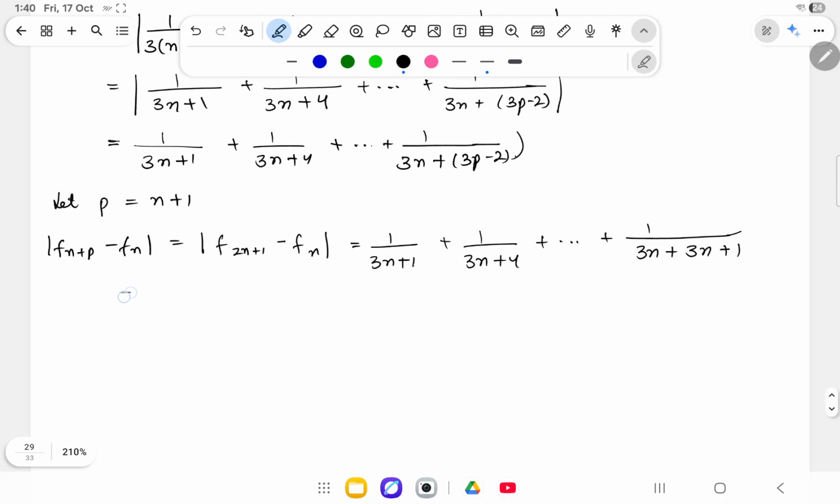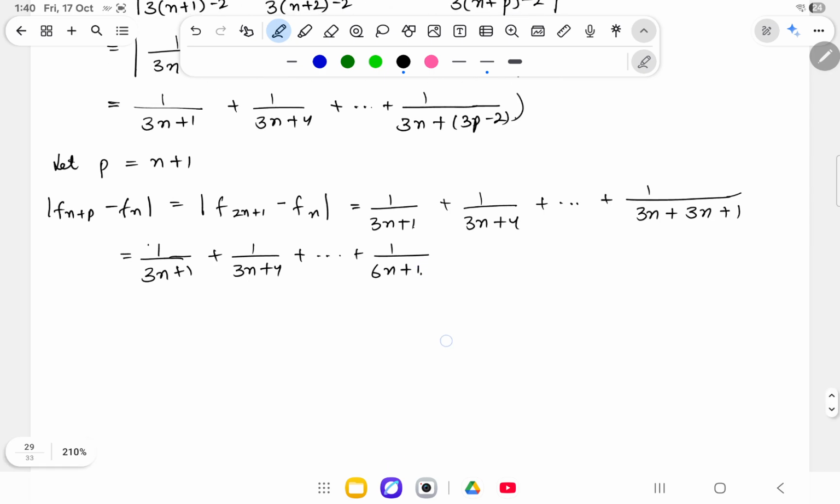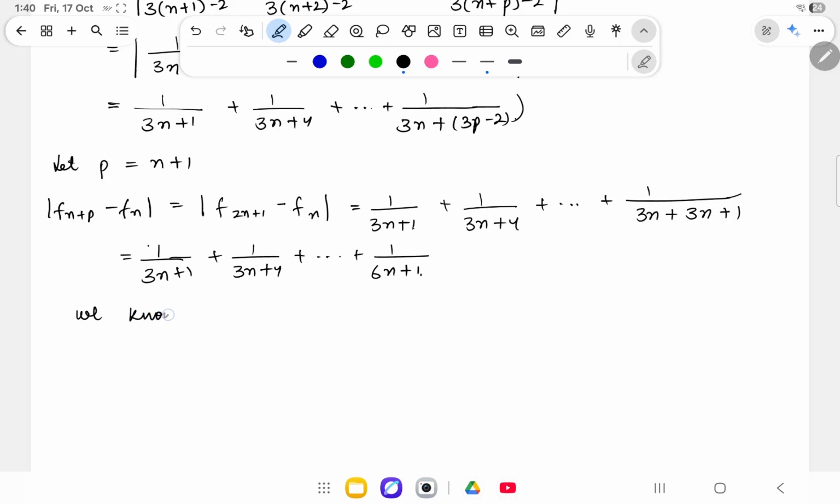That is equal to 1 by 3n plus 1, plus 1 by 3n plus 4, plus 1 by 6n plus 1. And for all these terms we know that 3n plus 1 is less than or equal to 6n plus 1 for all n belonging to the natural numbers. So from here what we'll get is 1 by 3n plus 1 will be greater than or equal to 1 by 6n plus 1.